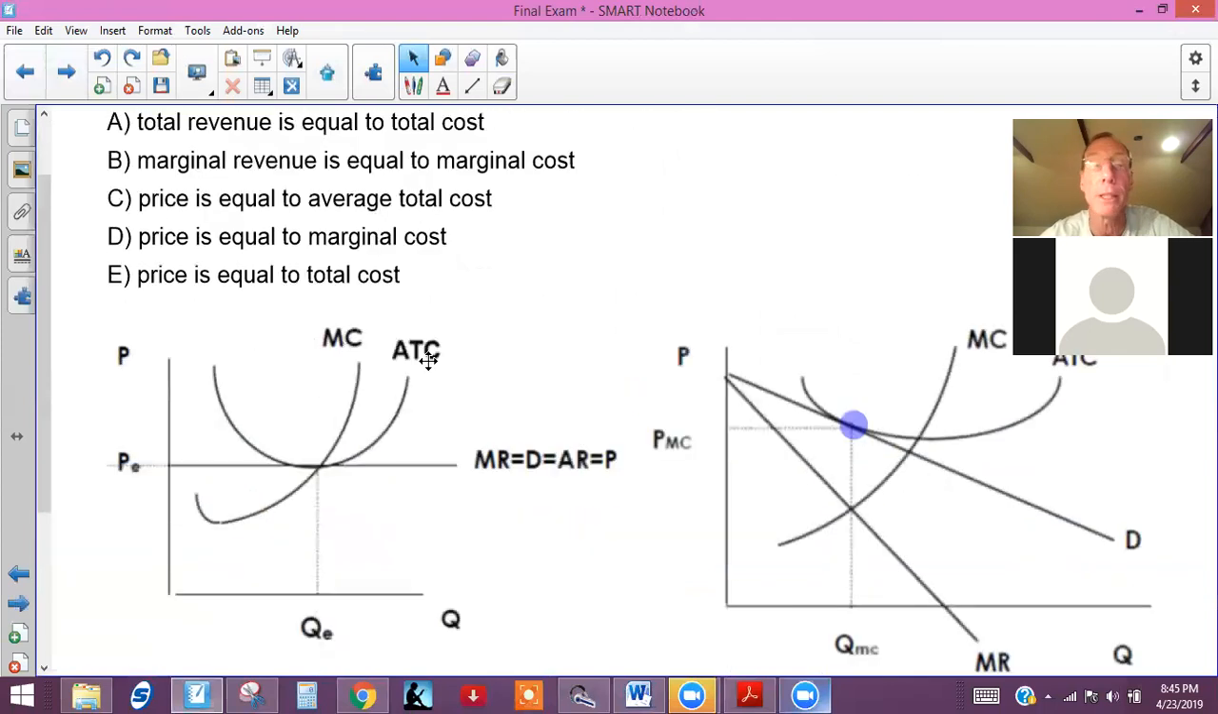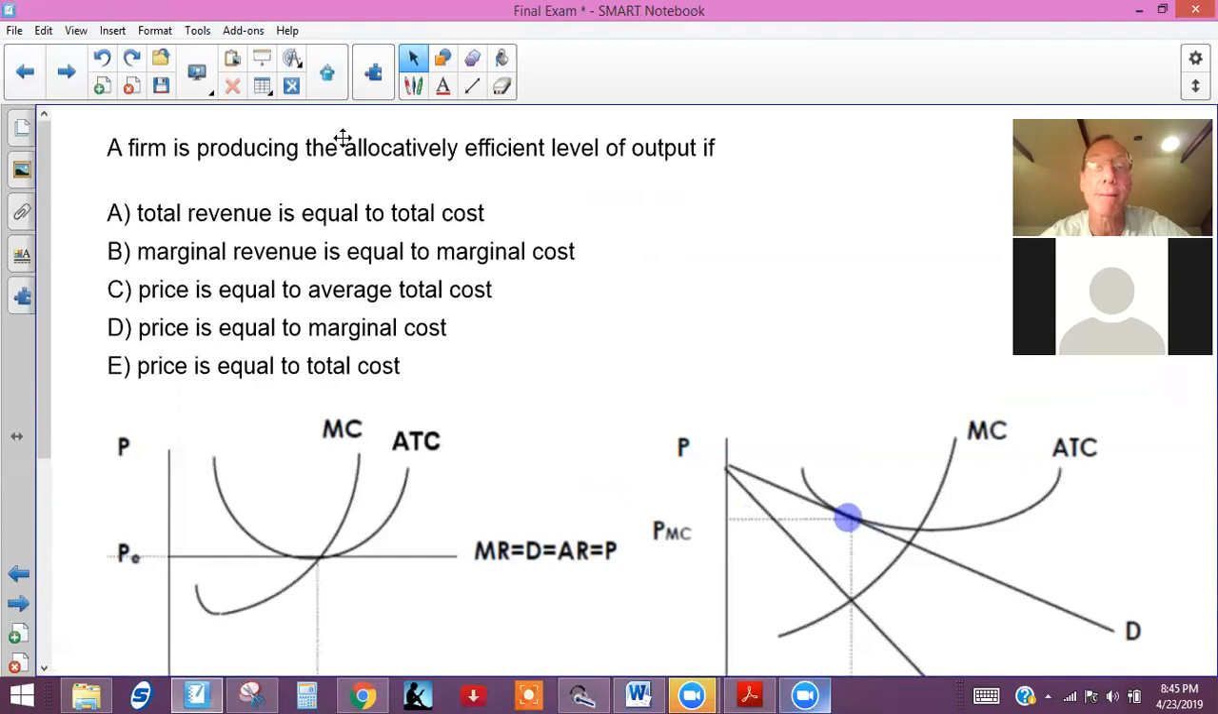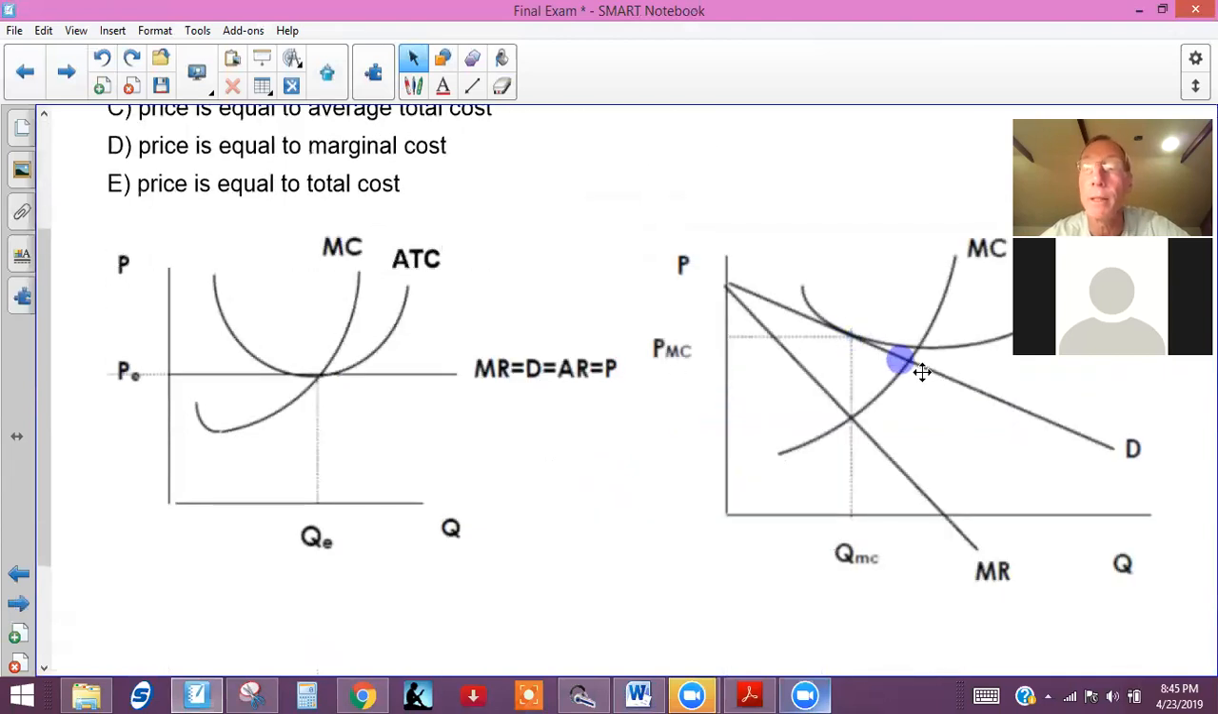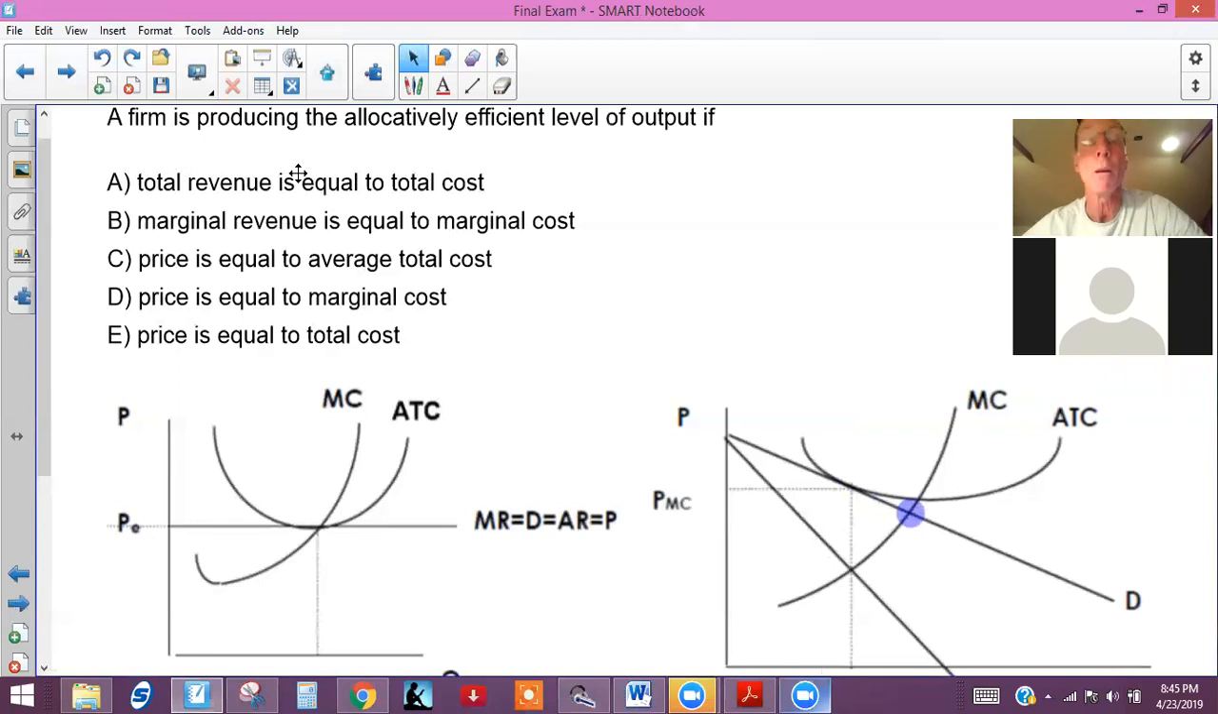Because if you're in a monopoly, you can be producing here and be productively efficient, where average total cost equals your price, but allocatively efficient would be here, right? Where marginal cost equals demand or marginal benefit. So that's why A is not true, but it helps you review what's what, right? Now, B is the answer, because it is where marginal revenue equals marginal cost, okay?